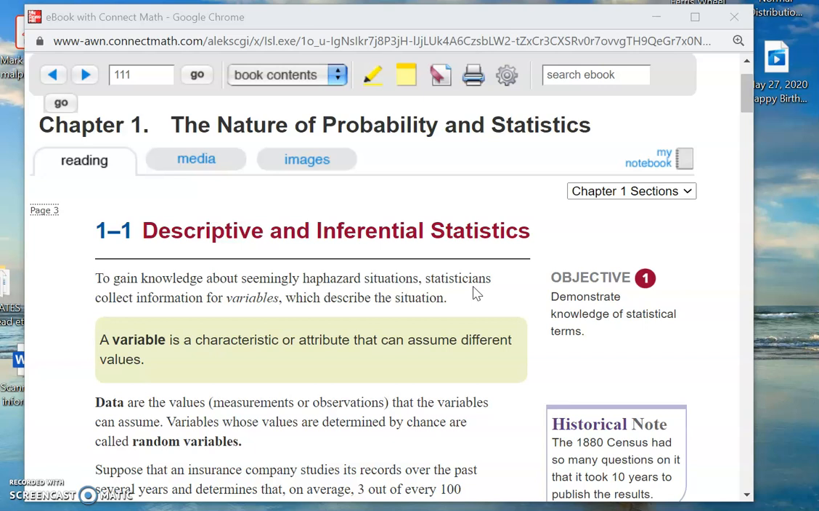He's kind of like, well, haphazard. Look.